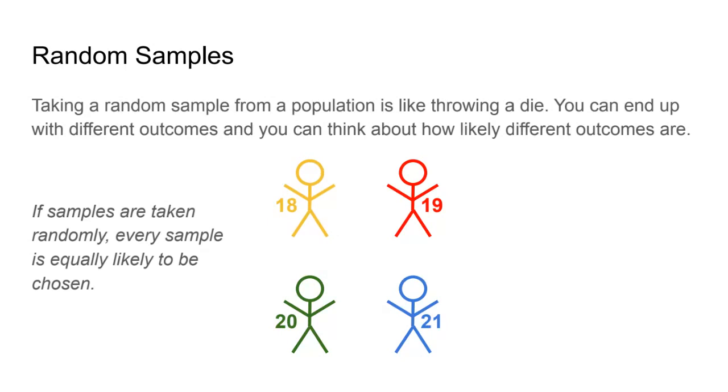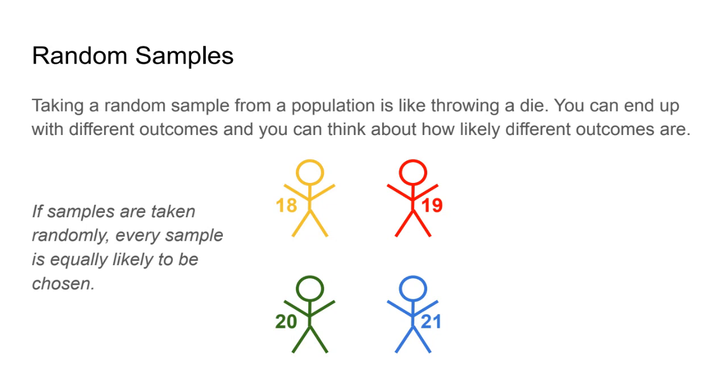If samples are taken truly randomly, then every sample is equally likely to be chosen, right? So if I take samples randomly from this population, then the chance to get a sample with the yellow and the red person is the same as the chance to get a sample with the blue and the green person in it, right? So every possible sample has the same chance to be selected if sampling is truly random.